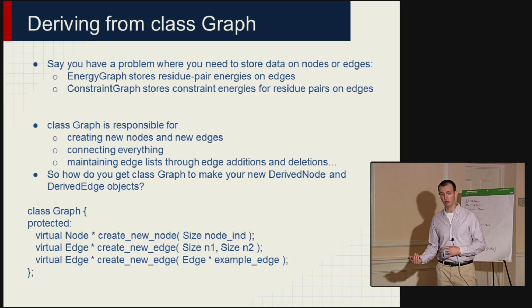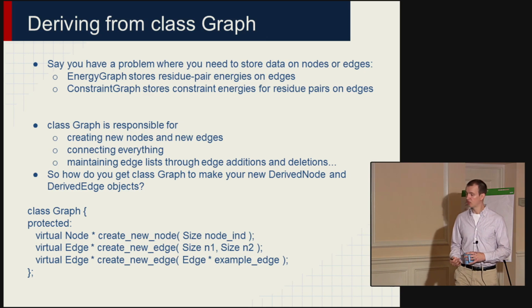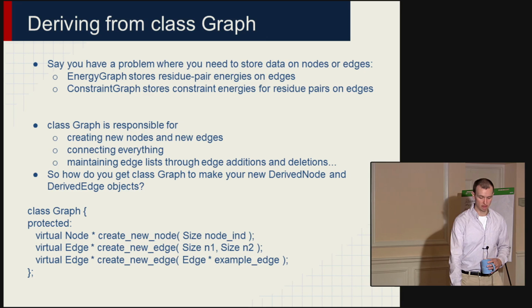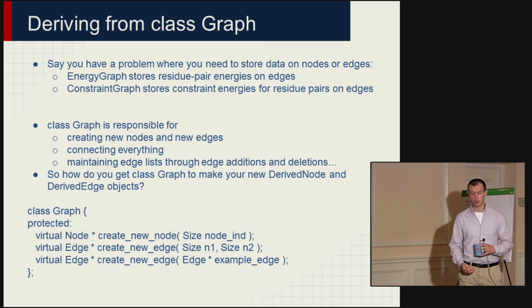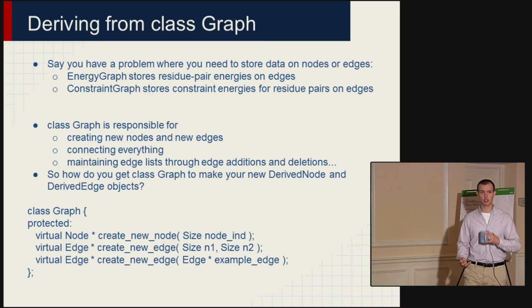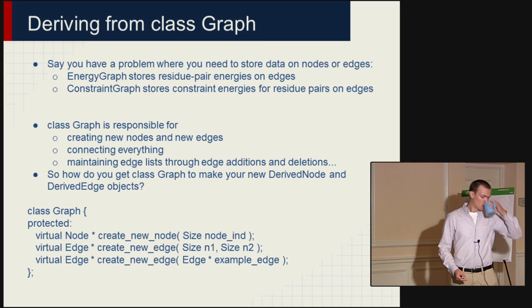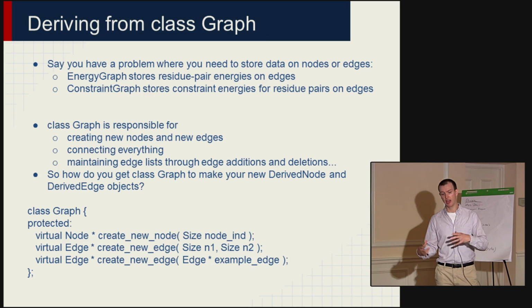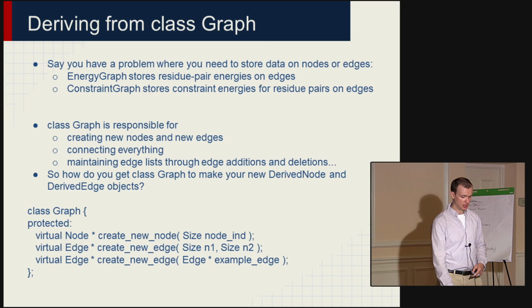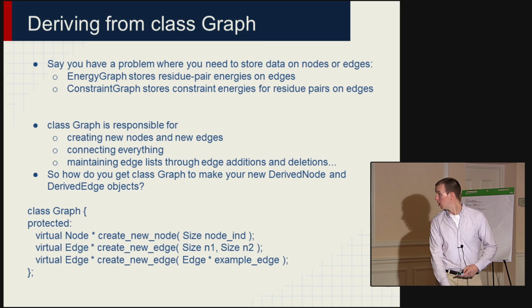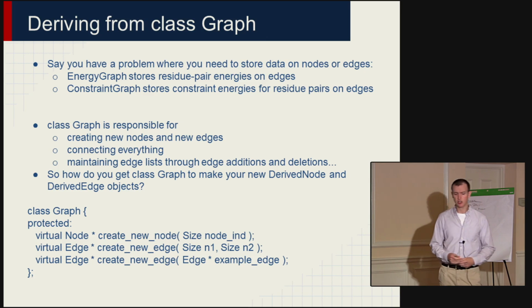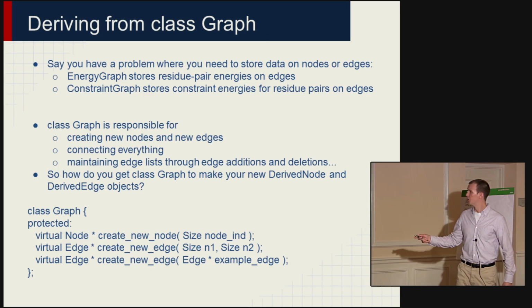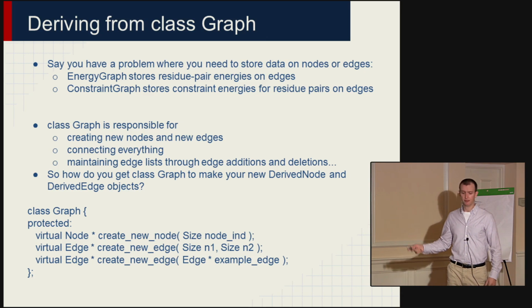If you have a problem where you need to store data on nodes and edges, then one of the solutions for this is to derive from class graph. As an example, the energy graph stores residue pair energies on each edge. The constraint graph stores constraint edges between pairs of residues. Yeah, these are just two examples of derivatives of class graph.